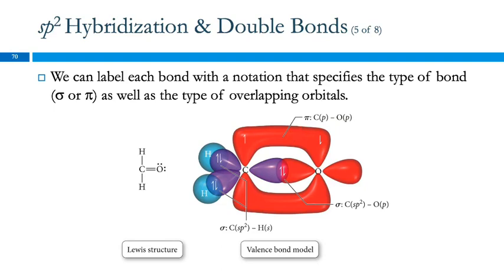All of our pi bonds will be p and p. There won't be hybrids in there. Any questions?